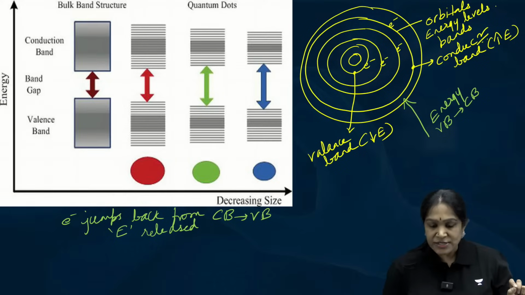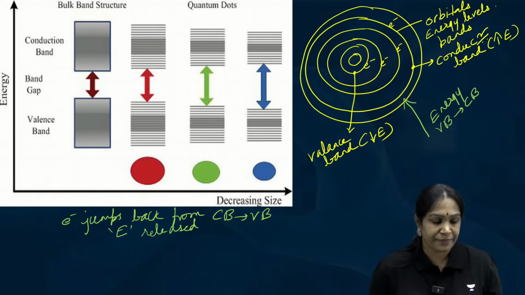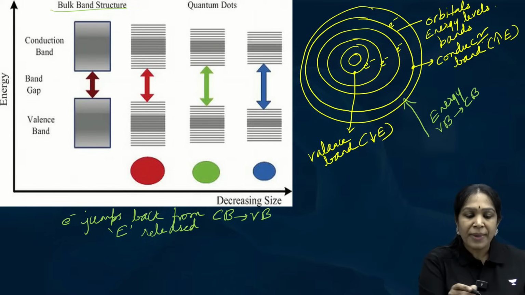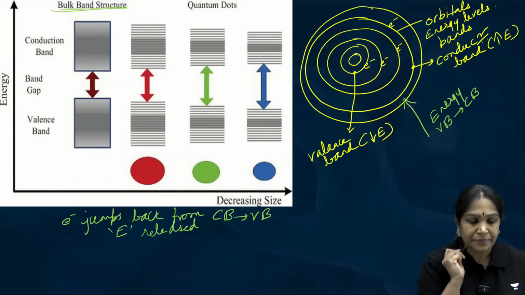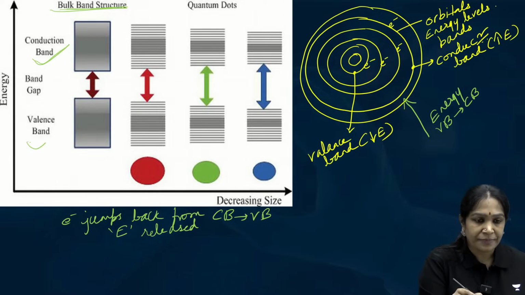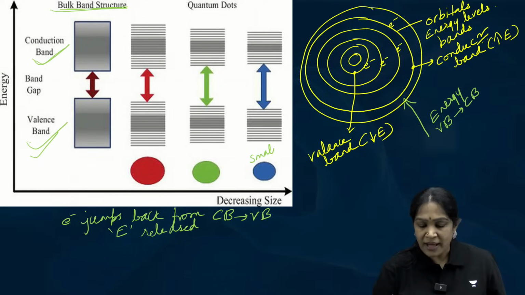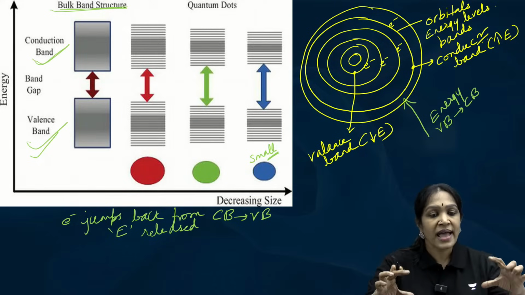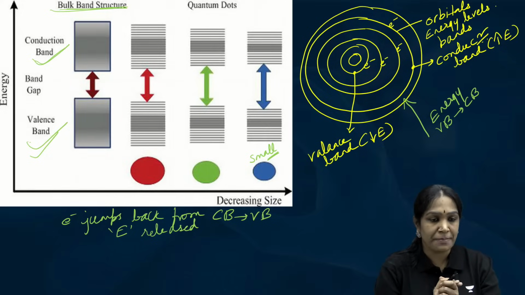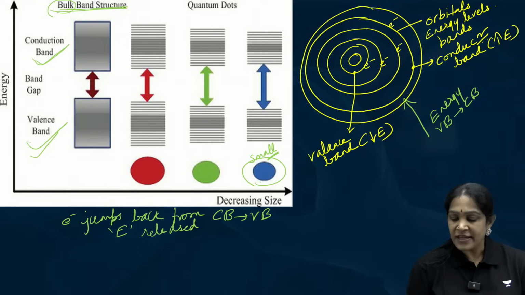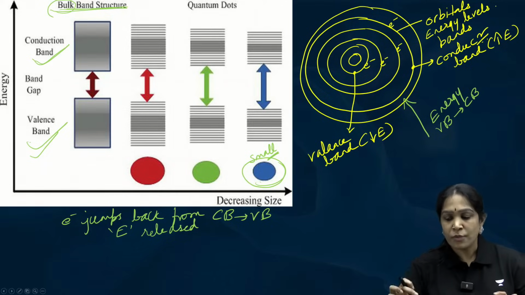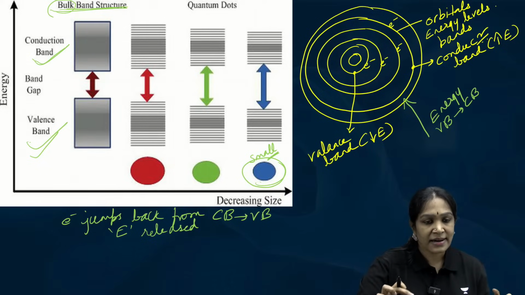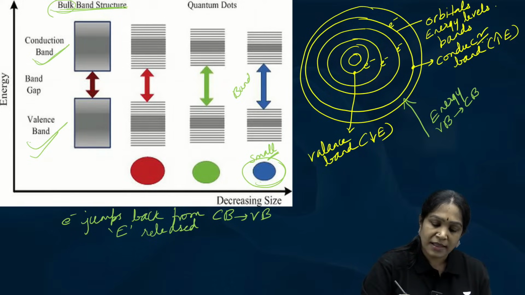Let us try to understand the same thing with this diagram. This is bulk material. And this is the conduction band. This is the valence band. You tell me, this is a very small particle. In which case, bulk or very small particle, can you see more gap between the valence band and conduction band? Here, the band gap is more.